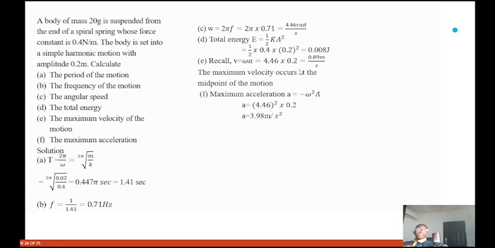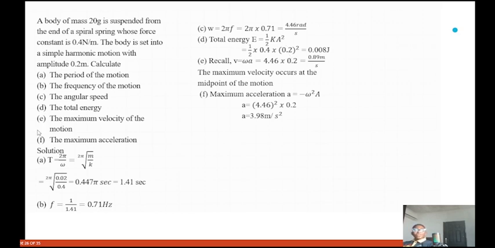Then the total energy, we've already gotten this. Our total energy, E, is 1 over 2 the K, which is the spring constant, multiplied by the amplitude square, right? And you can get your answer like this, which is 1 over 2 multiplied by 0.4 multiplied by 0.2 square, and we have our answer.